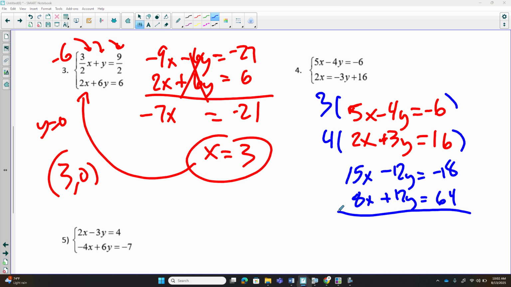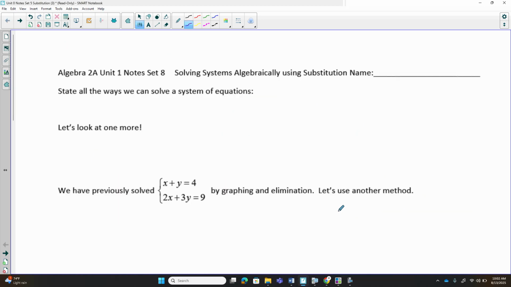All right, so we're going to go to note set 5. On mine, it says 8, because we didn't change it. So this is note set 5, the same one that I have up here on the board, which is note set 8.